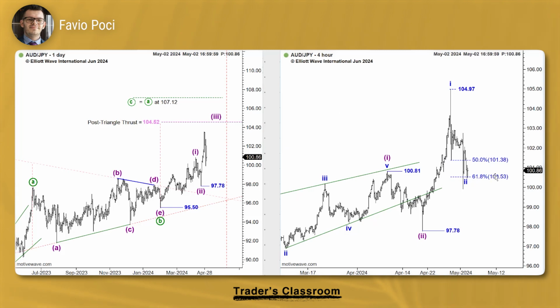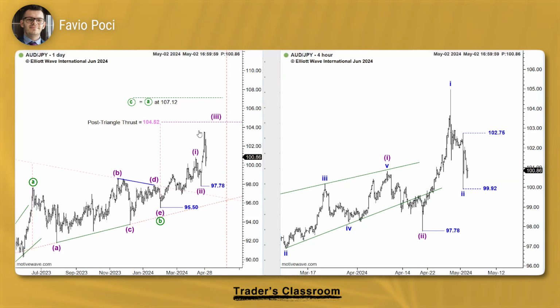Okay, so we have a corrective pullback here in wave 2. That looks like it has ended at this local low, 99.92. We need to keep the focus higher here against 97.78. So this corrective pullback must end soon, and we must see this market trade above 102.75 as soon as possible.